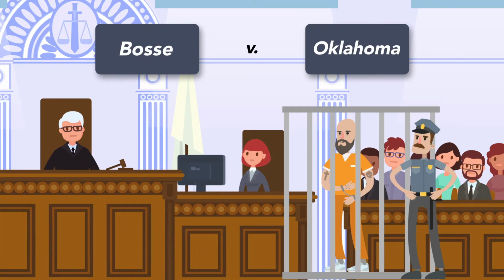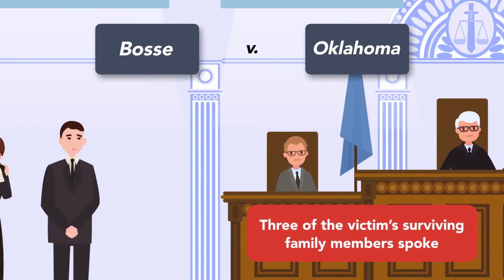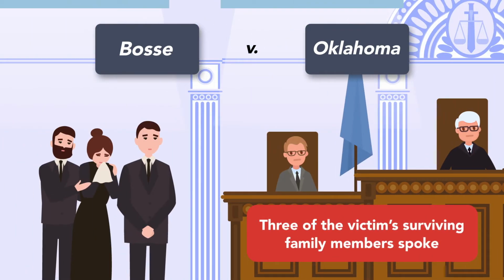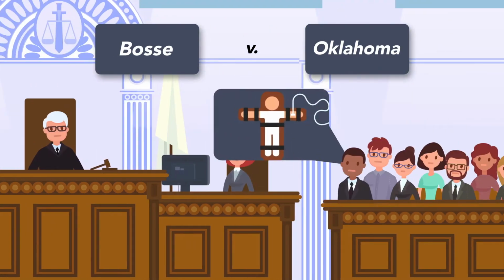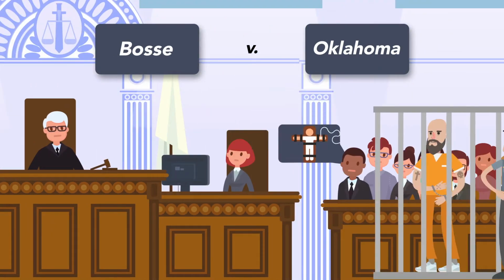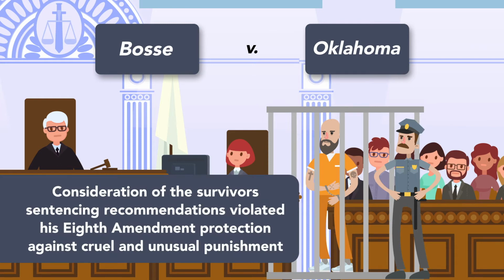During sentencing, wherein the prosecution sought the death penalty, 3 of the victim's surviving family members spoke, and all 3 survivors asked that the defendant be sentenced to death. The sentencing jury recommended the death penalty. Bosse appealed, arguing that consideration of the survivor's sentencing recommendations violated his 8th Amendment protection against cruel and unusual punishment.